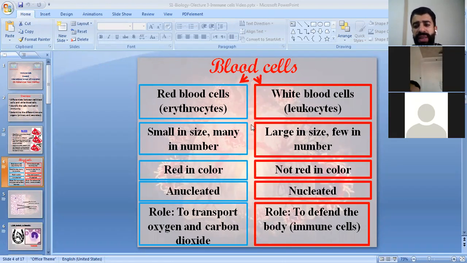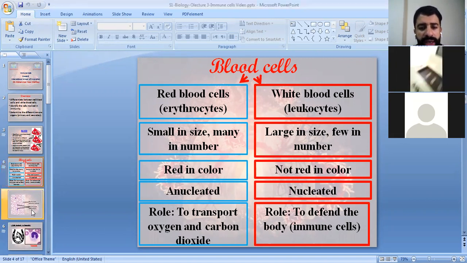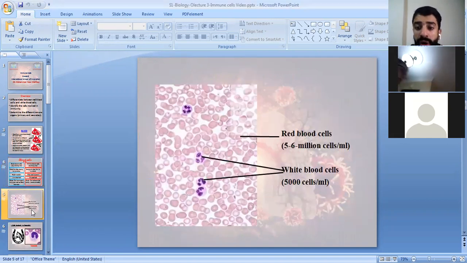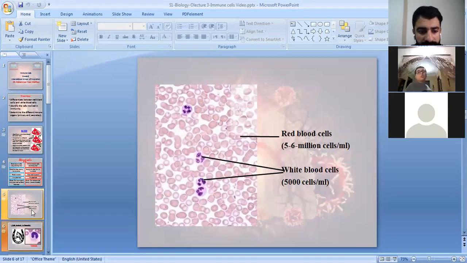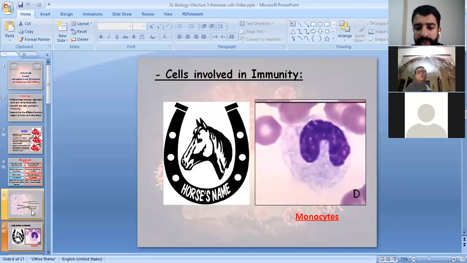You have to know that the red blood cells have a role to transport oxygen and carbon dioxide, whereas the white blood cells have a role in immunity. They are immune cells and they defend the body. The red blood cells are high in number. For example, we have 5 to 6 million cells per milliliter, whereas white blood cells are 5,000 cells per milliliter.